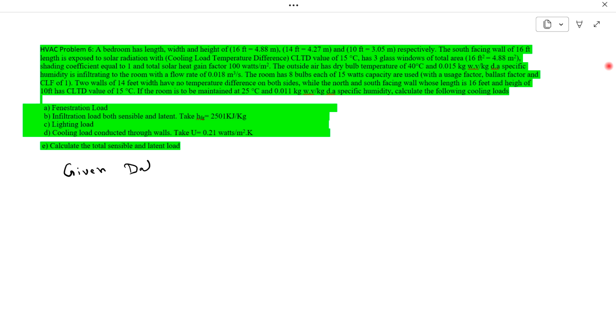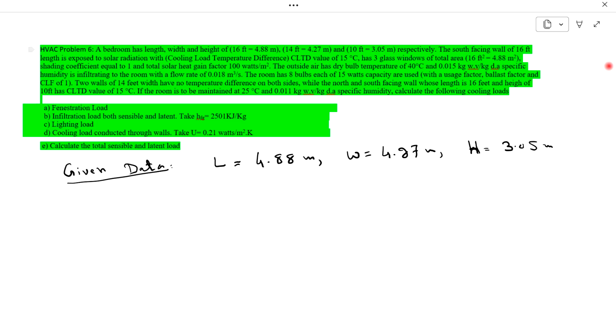Given data: length of bedroom is equal to 16 feet, which is equal to 4.88 meter. Second, width is equal to 14 feet, which is equal to 4.27 meter. And height h is equal to 10 feet, which is equal to 3.05 meter.